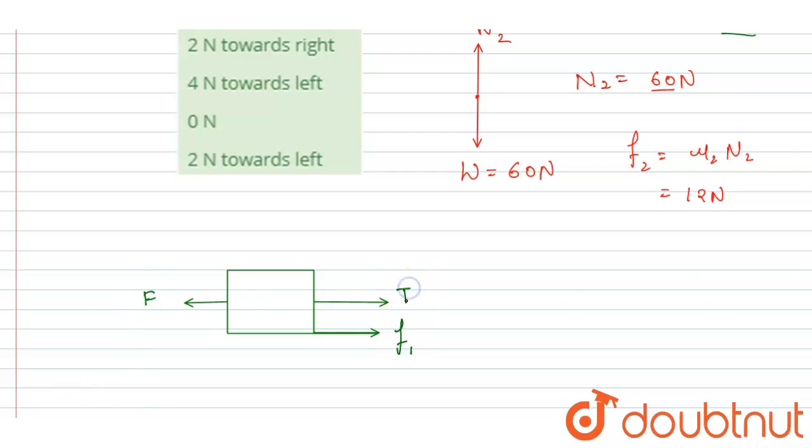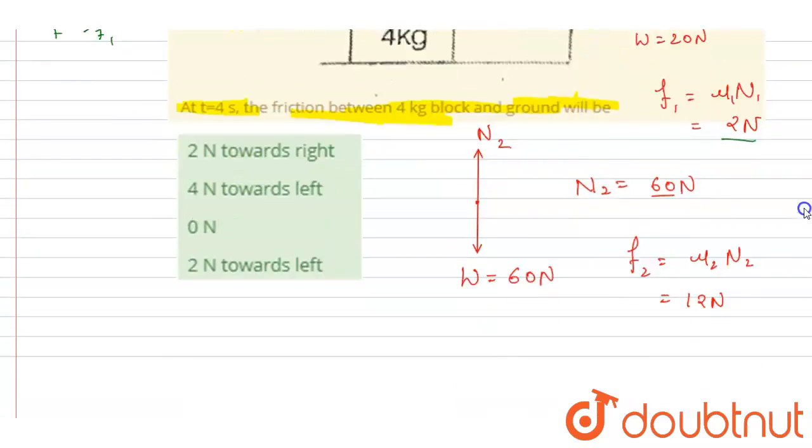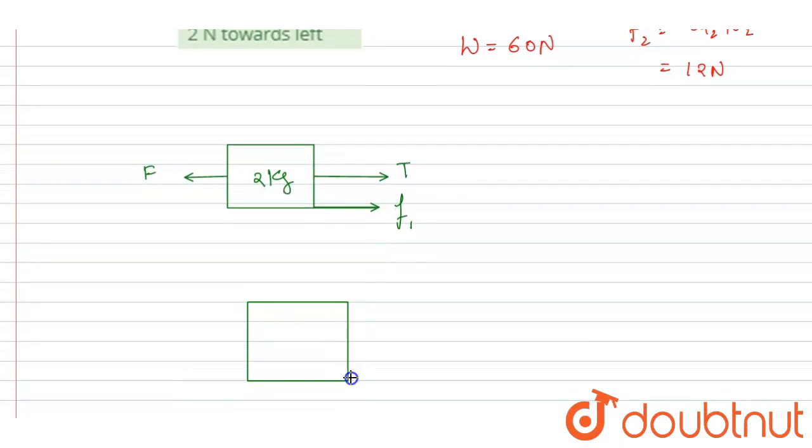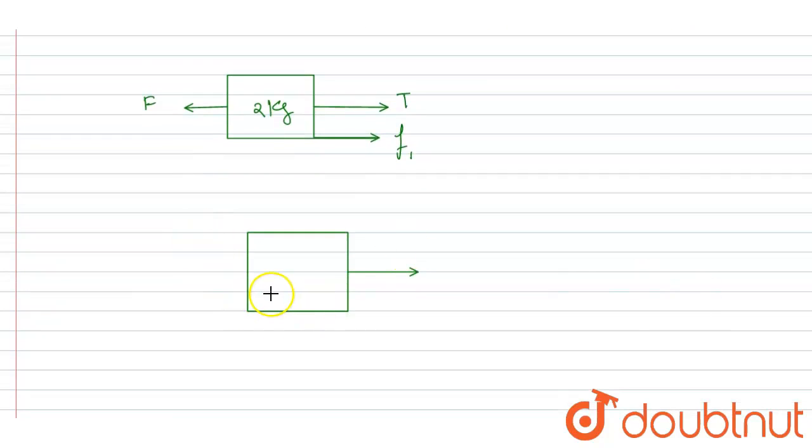F1 T, and this block is 2 kg. And if you see, on this also the tension force is acting like this. And if I say this upper block is moving, then this block will also move, right? But we don't know whether here the limiting friction force will act or what will happen, right? For that we have to check the condition. How? Let's see how we'll check it.